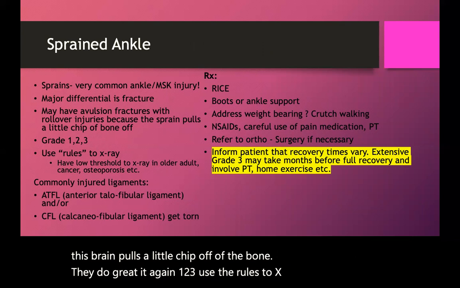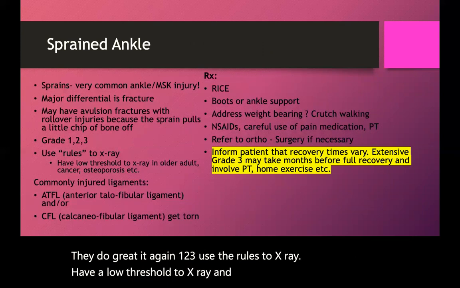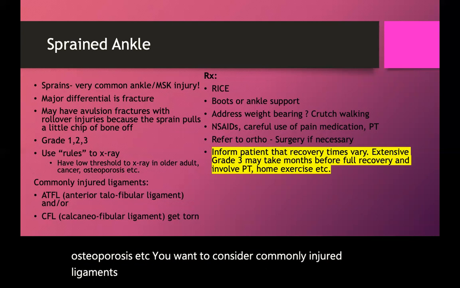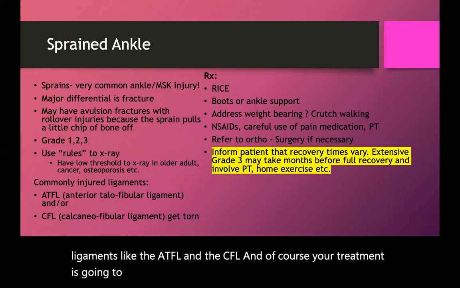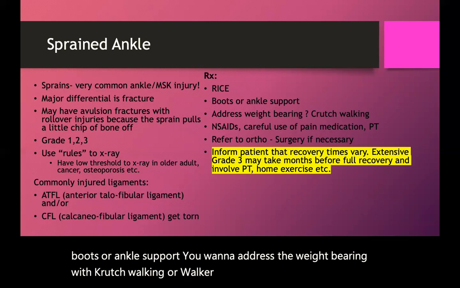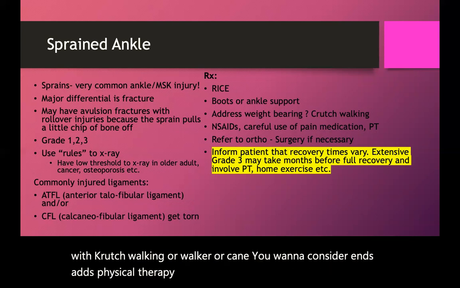You have a low threshold to x-ray in older adults because of cancer, osteoporosis, etc. You want to consider commonly injured ligaments like the ATFL and the CFL. And of course, your treatment is going to include the RICE: rest, ice, compression, and elevation. Boots or ankle support. You want to address the weight bearing with crutch walking, a walker, or a cane. You want to consider NSAIDs, physical therapy, and again, refer to ortho if surgery is necessary.